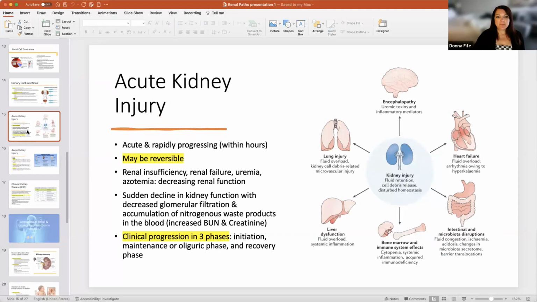Acute kidney injury. This could be acute and rapidly progressing within hours. This may be reversible. Renal insufficiency, renal failure, and uremia or azotemia show decreasing renal function. A sudden decline in kidney function with decreased glomerular filtration and accumulation of nitrogenous waste products in the blood, and you might see an increased BUN and creatinine. Clinical progression is in 3 phases. There's initiation, the maintenance or oliguric phase, and the recovery phase.